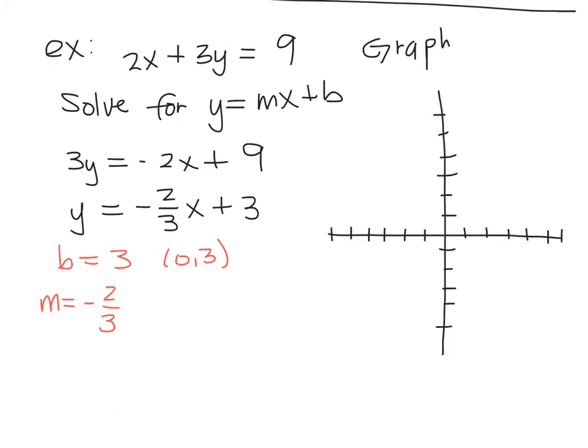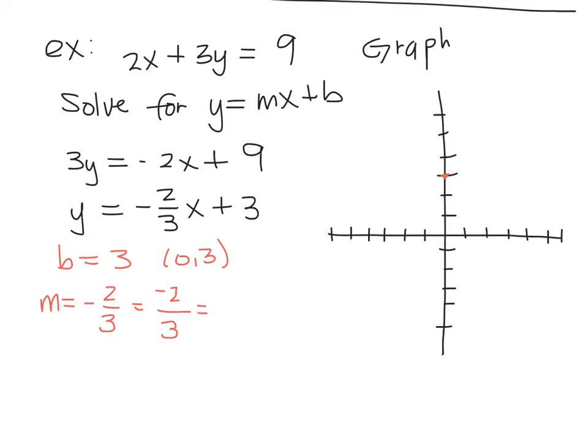Okay, we've got the y-intercept right there at (0, 3). Now we're going to use the slope to find other points. It is a negative slope, and that negative we can put on either the numerator or the denominator. So let's put it on the numerator. So we have negative 2 over positive 3.